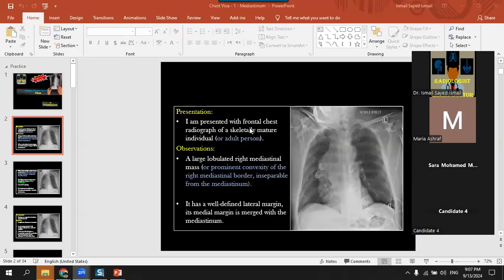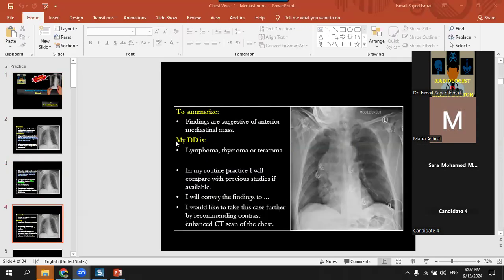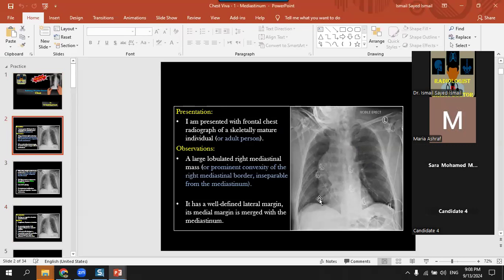Report for myself. Okay, after that, give a narrow, short list of differential diagnoses and what to do as a next step. It's very important to show the examiner that you are good guidance to other clinicians and to the patient. For example, this is a case of a mediastinal lesion, which is a very common exam case.